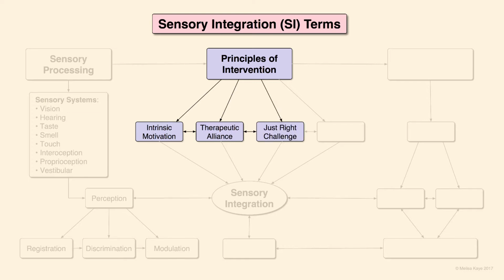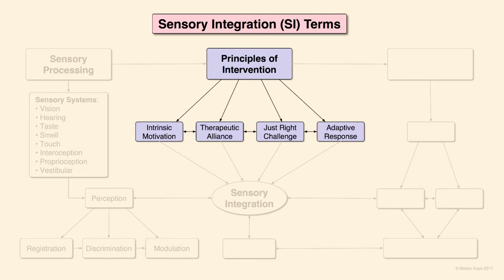Third, a Just Right challenge is an activity that can help us build new skills and abilities while simultaneously being responsive and adjustable to our current level of functioning. We might think of this as a Goldilocks activity. It's not too hard, it's not too easy, but just right. The SI therapist helps create the Just Right challenge and thus facilitates sensory integration.